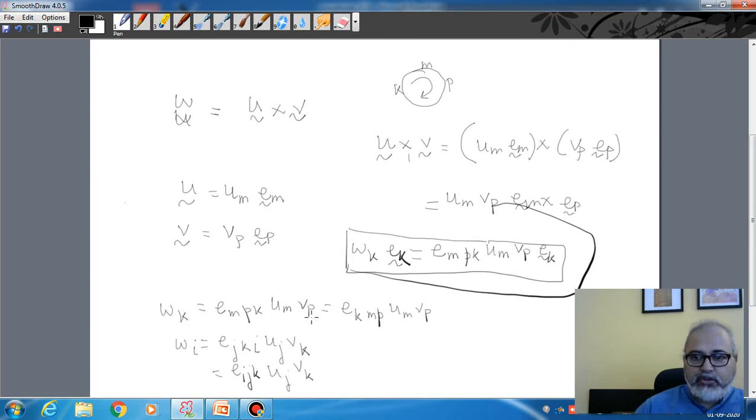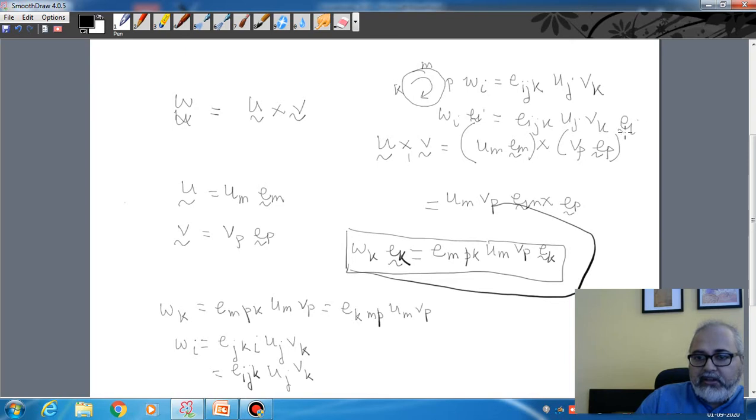So what we have shown is that in a cross product, the ith component of W is EIJK UJ VK, or we can write W as a vector, WI EI, equal to EIJK UJ VK EI. This is also possible. So this is how we deal with the cross product.